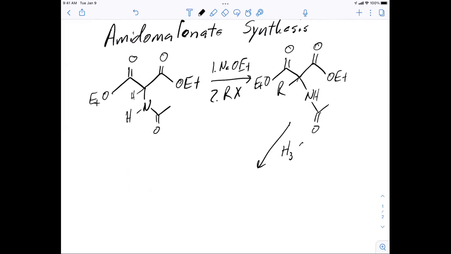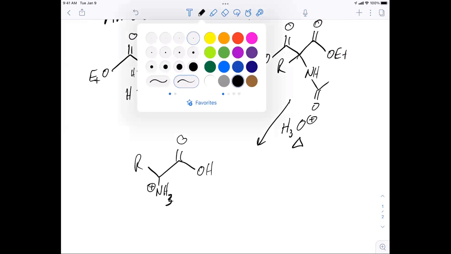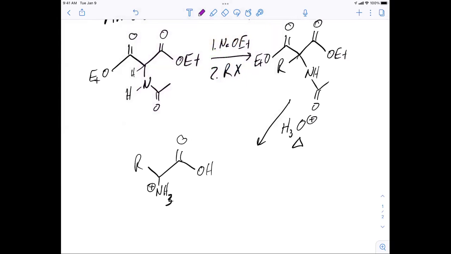And then if we react this with acid and heat, that's going to take this to the racemic amine, and most often shown this way. So the first one, that's very much like our malonic ester, but this last one, we have several things occurring when we add the acid and heat, right?